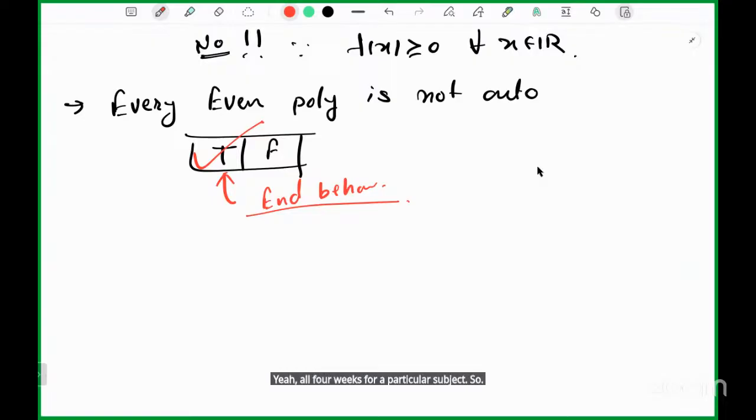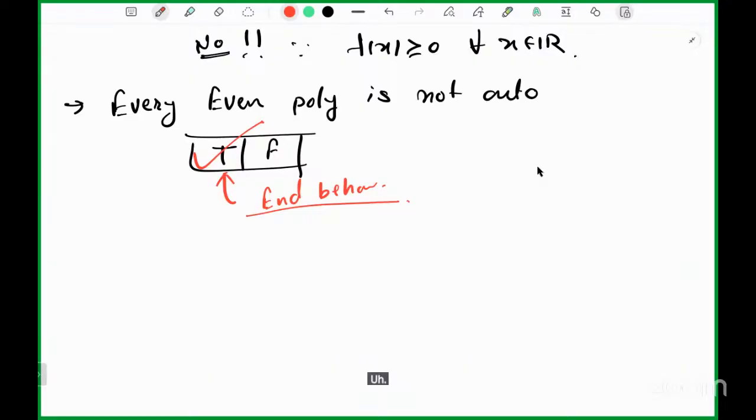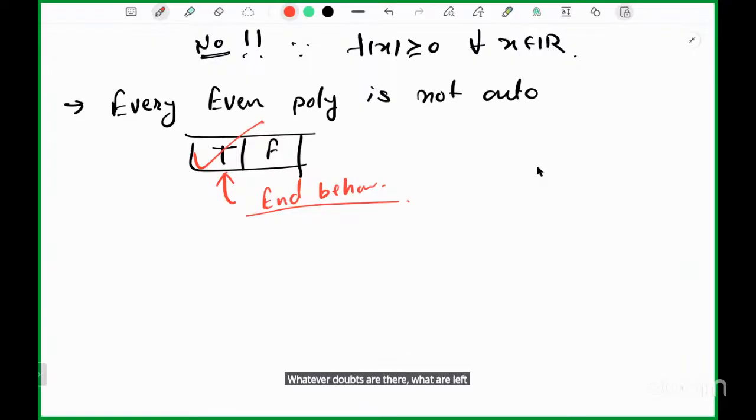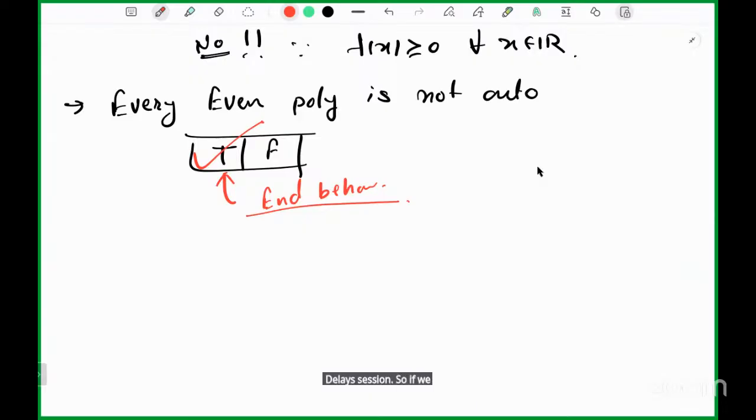I'll divide the class into 2 halves. In the first half, we can go through the important topics and do a couple of questions. In the second half, you can ask whatever leftover doubts are there. If we need, we can also have one more revision session, but it depends on the 8th July session. If we can cover the whole thing at once, then we will. Otherwise, we can have one more session.